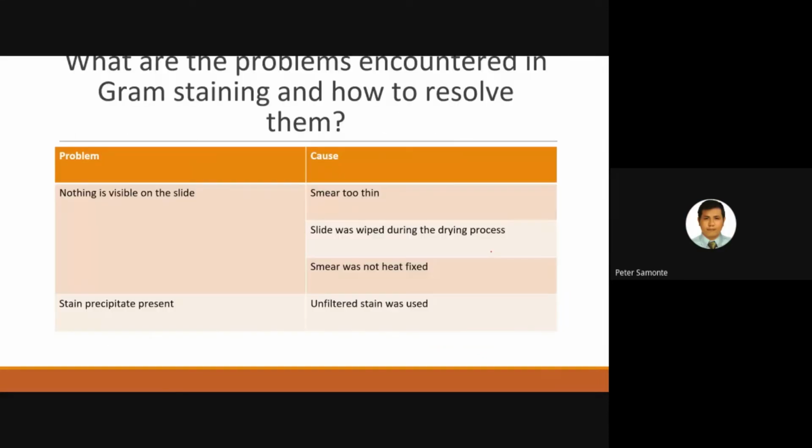Okay. So let's proceed, class. Again, in your gram staining, you would encounter different problems. One of the problems would be nothing is visible in the slide. A possible cause for that is your smear is too thin, the slide was wiped during the drying process, or the smear was not heat fixed. Class, if you recall, these two are very important, di ba? When would you do your heat fixation? If you recall in our bacterial smear preparation, when would you do your heat fixing?